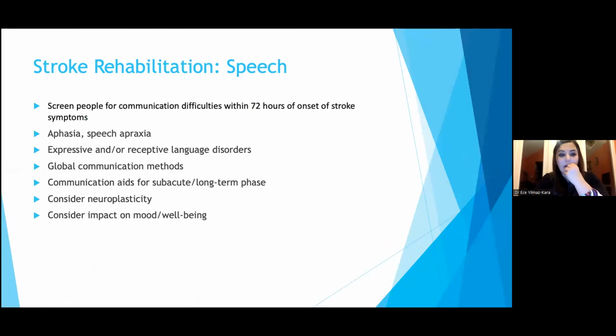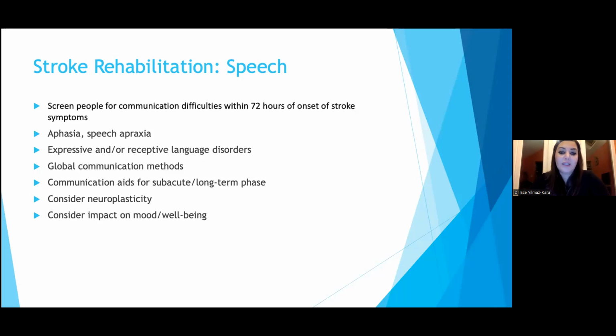Speech. Again, as with the swallow, the guidance says we have to assess communication difficulties within 72 hours of stroke onset. We could be dealing with aphasia as well as speech apraxia, and we could be dealing with expressive and/or receptive language disorders. We sometimes use global communication methods, meaning utilizing gestures or visual aids, for example. I'm Mediterranean, so I use my gestures a lot. I'm naturally a global communicator, but this doesn't apply in all cultures. But after stroke, we may utilize global communication.